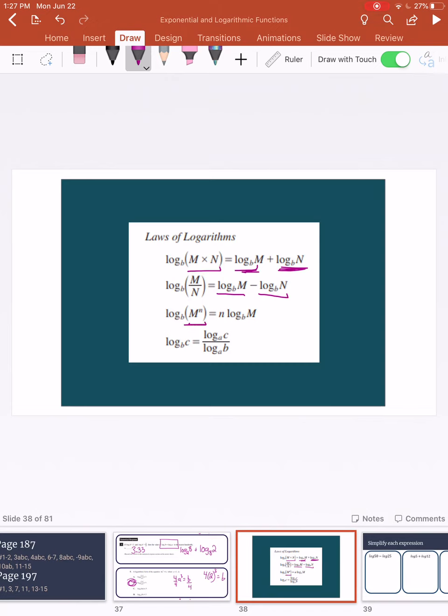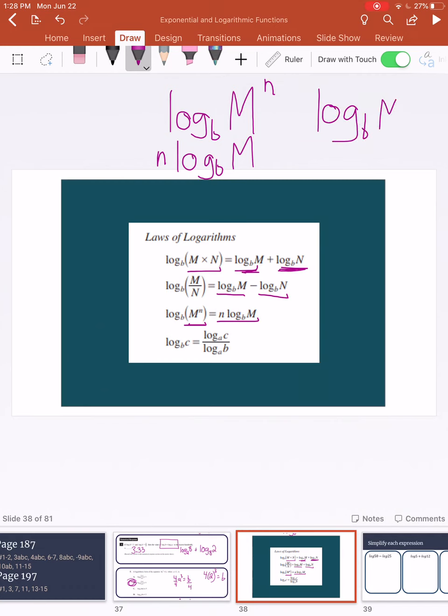If you have an argument that's raised to an exponent, you can actually move that exponent to be the coefficient of your logarithm. However, one thing you need to watch for, that they try to trick you on a lot, is to notice how that exponent is only applied to the argument. So in other words, in this case, I can move that forward. So these two expressions are equivalent. However, this is not the same as this.